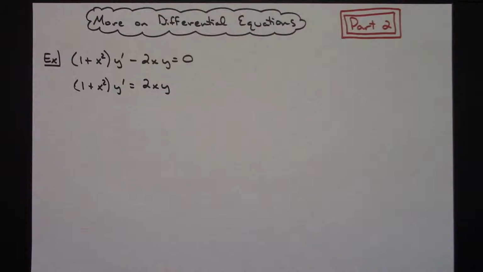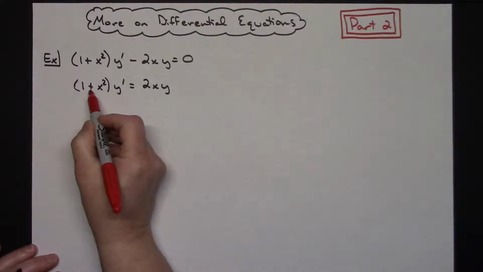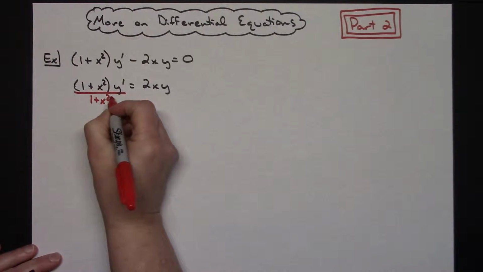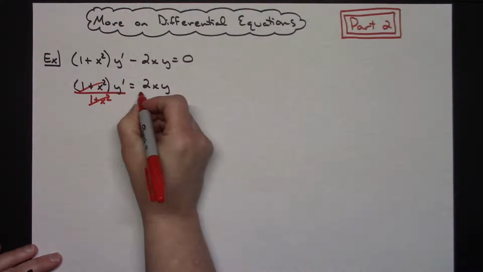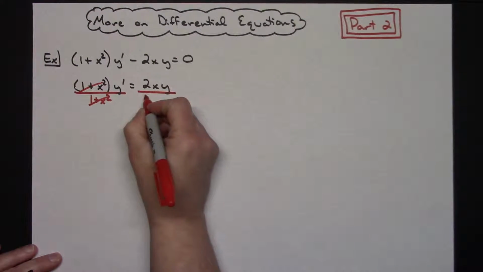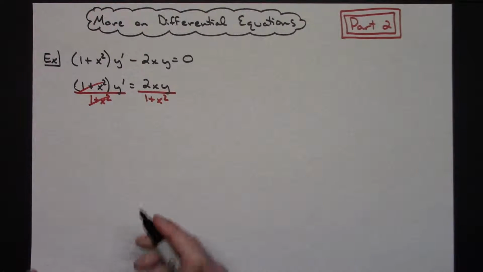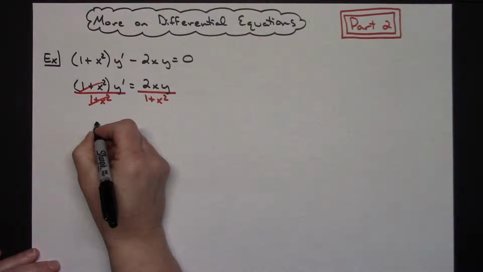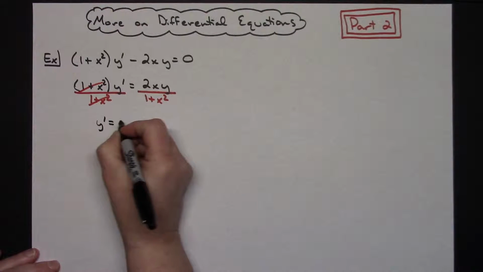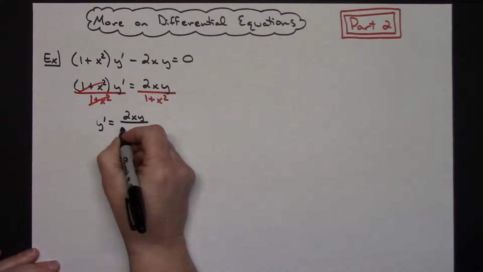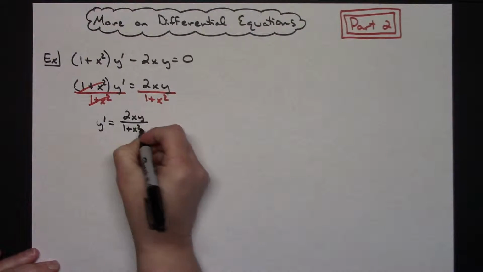From there, I think I'm going to divide both sides by that quantity of 1 plus x squared. So 1 plus x squared, that makes those two things cross out over there. When I divide this, I'll have a 1 plus x squared on that side. So I'm getting closer to having my variables separated. I'm going to have y prime equals 2xy all over the quantity 1 plus x squared.